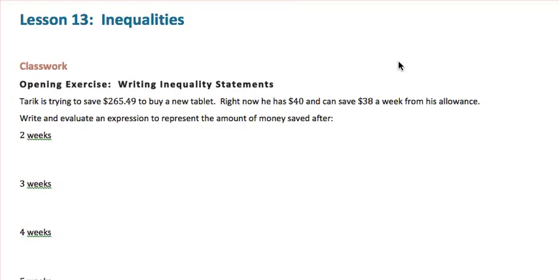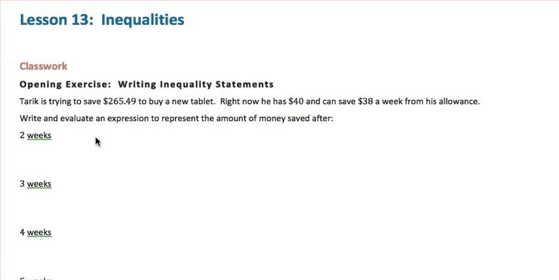In Module 3, Lesson 13, we're going to continue looking at inequalities. Tariq is trying to save $265.49 to buy a new tablet. Right now he has $40 and can save $38 a week from his allowance. We're going to write and evaluate an expression to represent the amount of money that's saved after 2, 3, 4, 5, 6, 7, and 8 weeks.